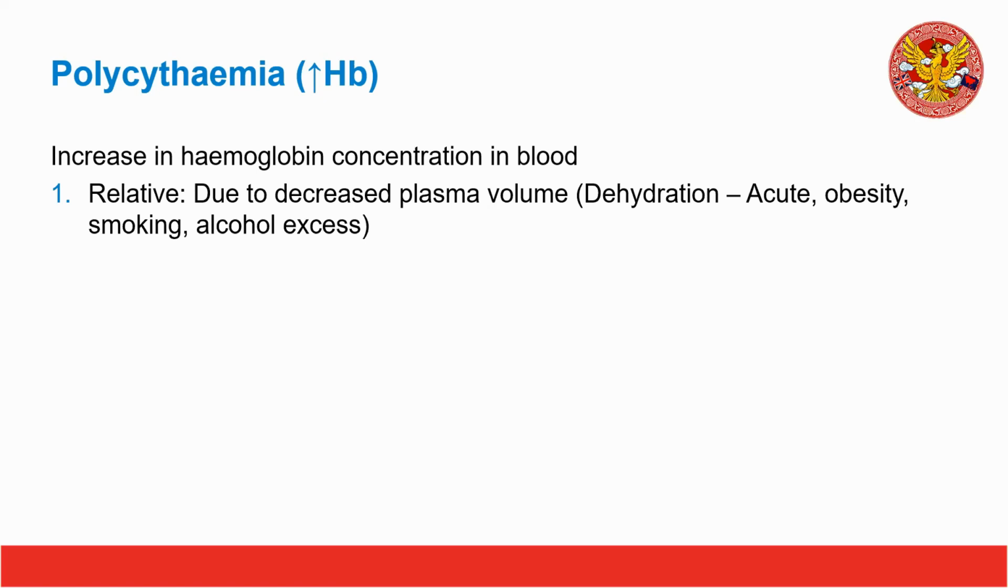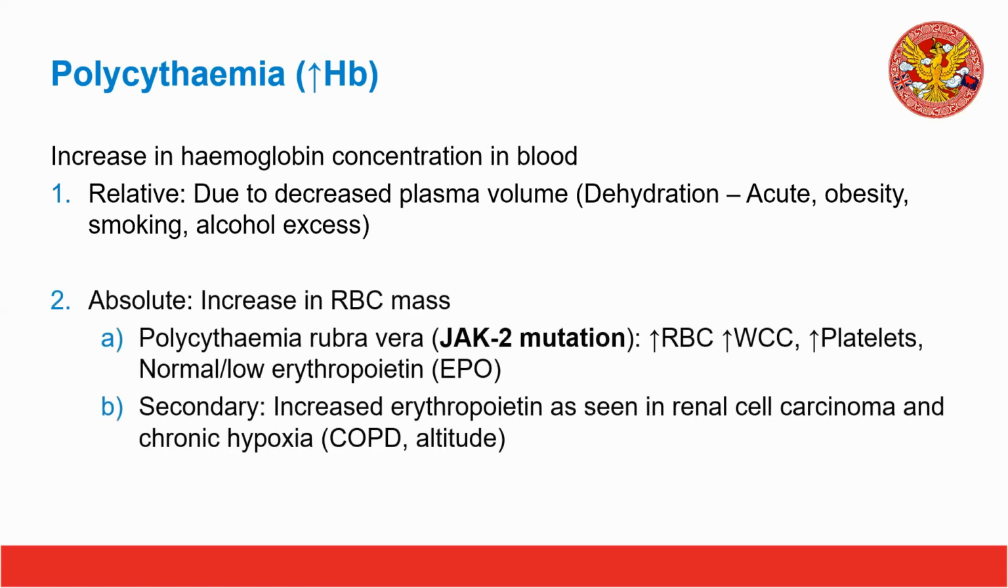And things that can cause that could be an acute form of dehydration, obesity, smoking, having too much alcohol can all cause dehydration. And the second classification of polycythemia is your absolute polycythemia. In this particular case, you get an increase in the red blood cell mass. And in terms of your absolute, it can either be a primary cause, so polycythemia rubra vera, which is a primary myeloproliferative disorder, essentially a cancer where you get an overproduction of red blood cells, white cells, platelets, but you have a normal or a low erythropoietin level.